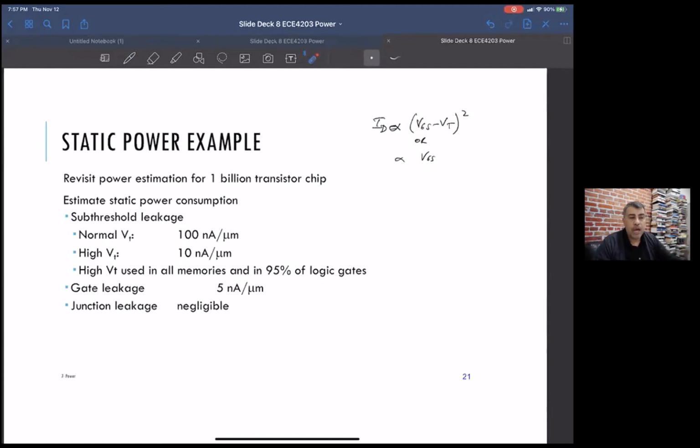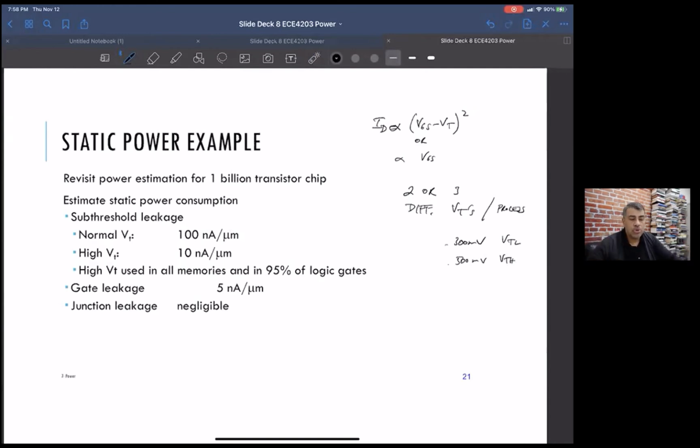So what the foundry started offering is 2 or 3 different V sub t's per process, and you can mix and match. So you'd have an option of either using a 300 millivolt threshold, so that would be a low, or a 500 millivolt threshold, that'd be a high. And you can have them sitting right next to each other on your design.